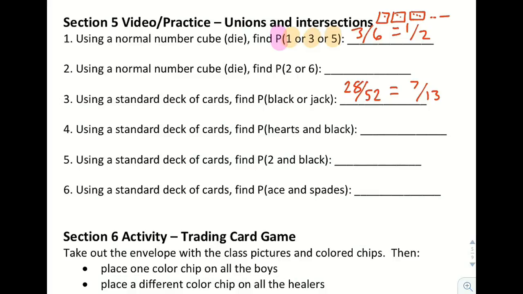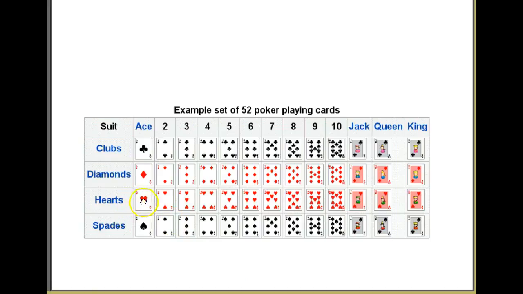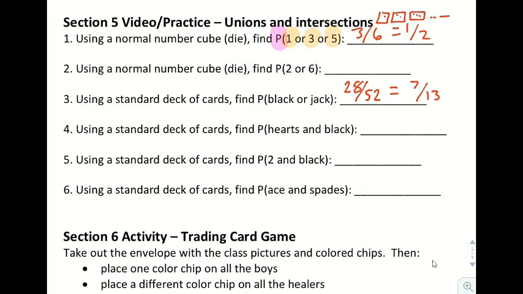Let's skip down to the very next problem, actually number 4. Using a standard deck of cards, find the probability of hearts and black. Now this one is tricky, because if we look at our hearts, the probability that it is a heart and that it is a black card, there are no hearts that are also black cards. So based on that, we would say 0. The probability is 0 out of 52, or just plain old 0.